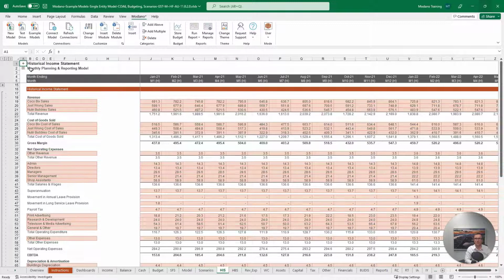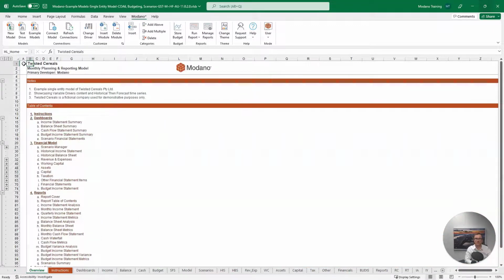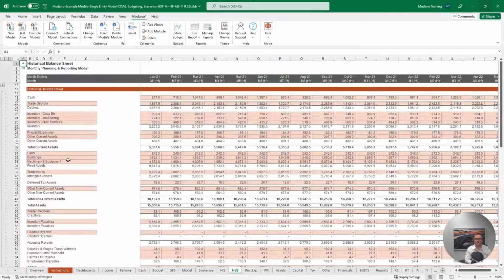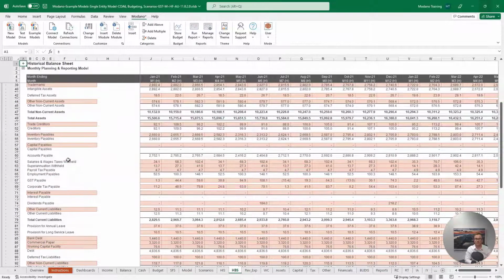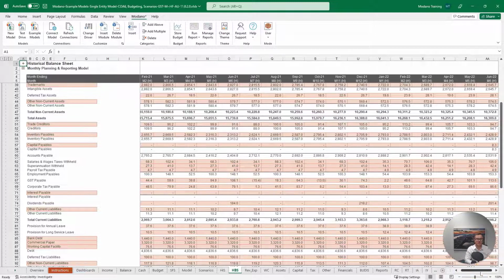Now, we also bring in your historical payroll tax payable balance into your historical balance sheet, and this is located within your employment payables section within your current liabilities. You can see here that we have our payroll tax payable line item with the historical balance spanning the right-hand side of the sheet, and if we scroll across our time series until we get to our last historical month of June 22, we can see that we have a closing payroll tax payable balance of 4.9.